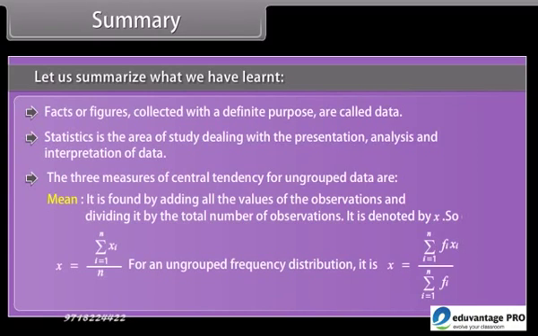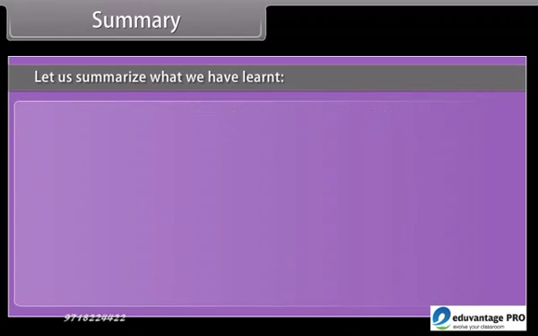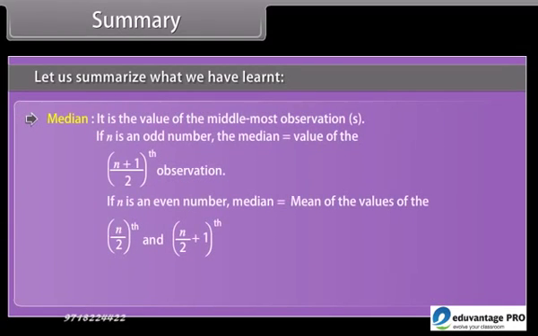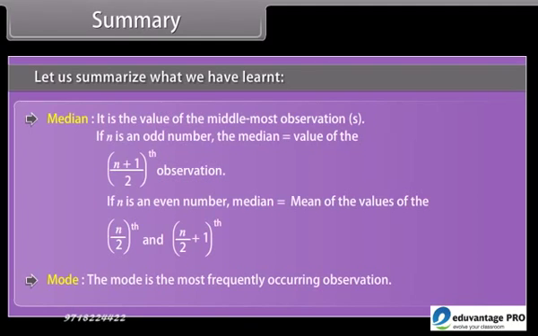So, for an ungrouped frequency distribution, it is median. It is the value of the middlemost observation. If n is an odd number, the median is equal to the value of the (n plus 1) whole upon 2th observation. If n is an even number, the median is equal to the mean of the values of the n upon 2th and (n upon 2 plus 1)th observations. Mode. The mode is the most frequently occurring observation.